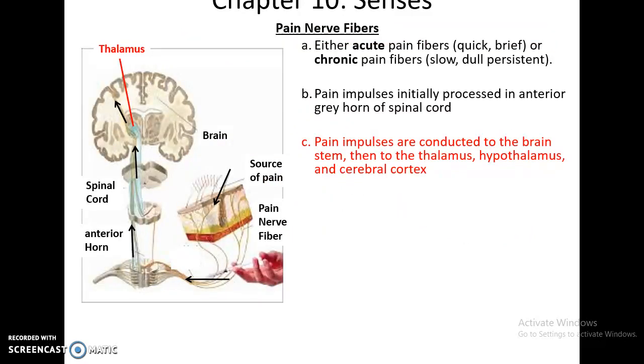Pain fibers can be acute, which means they only send signals quickly and for a brief period of time, or chronic, where they persist with a slow, dull sensation over time. Pain impulses are initially processed in the spinal cord if it goes through the spinal cord. However, it is not until it reaches the thalamus that you actually start to get a really conscious idea of the pain and where it is in general.